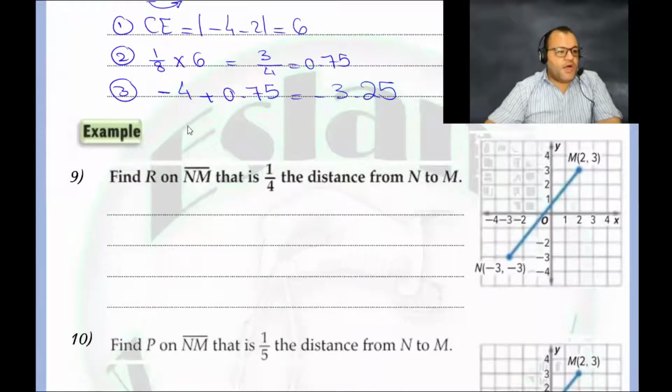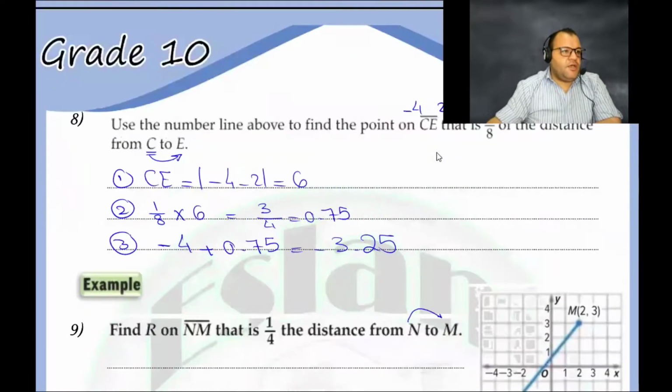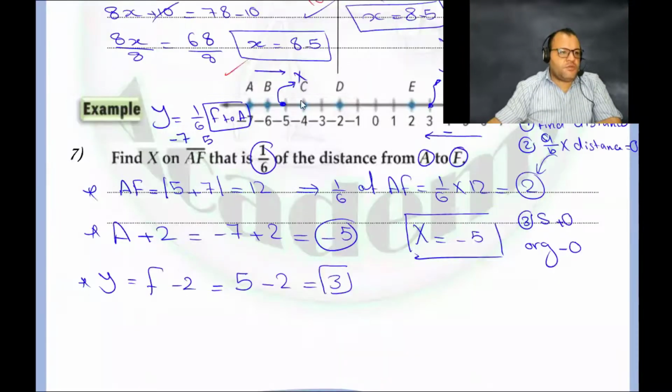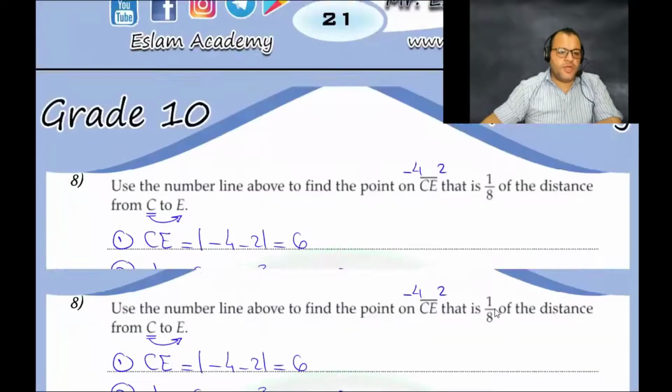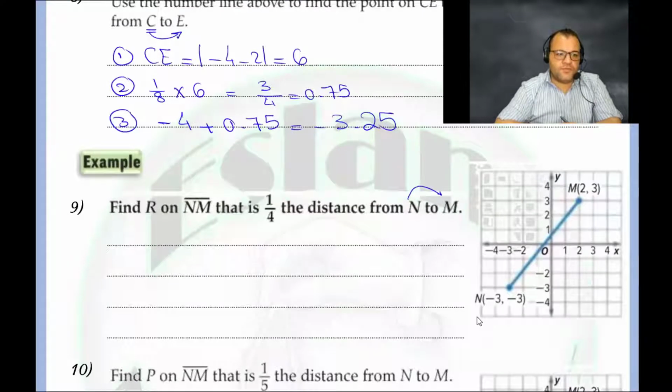So we need to find the point R, which lies on NM, at 1 over 4 of the distance from N to M. Now it's different. When I say I just have a coordinate on the number line, I have only X. But now for the coordinate plane, we have a point with X and Y. So we'll follow the same.